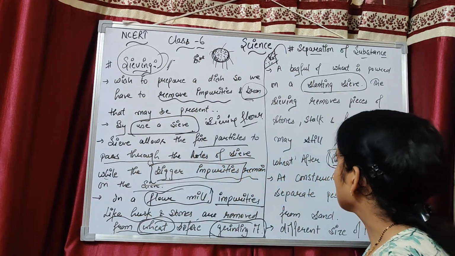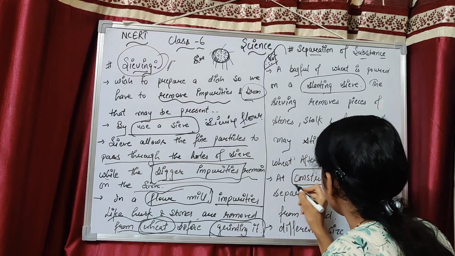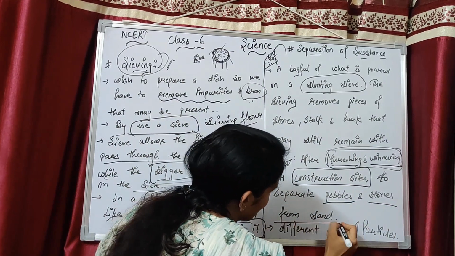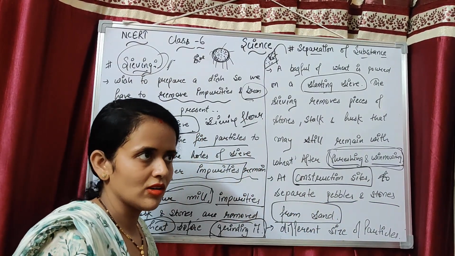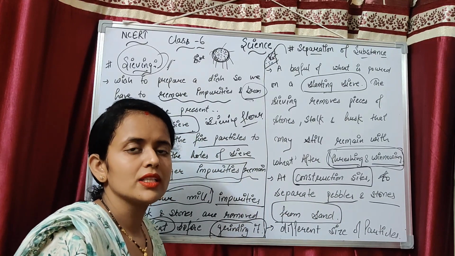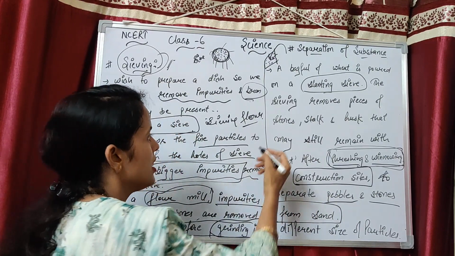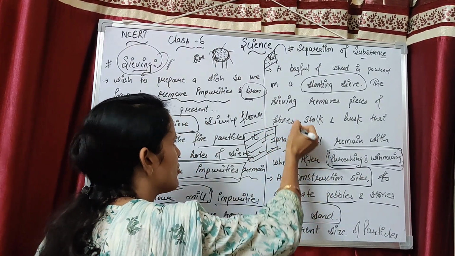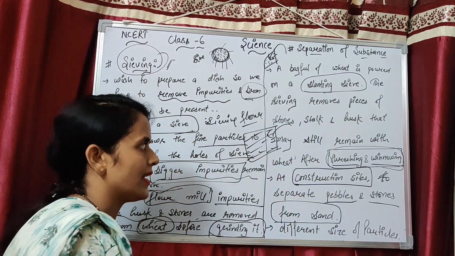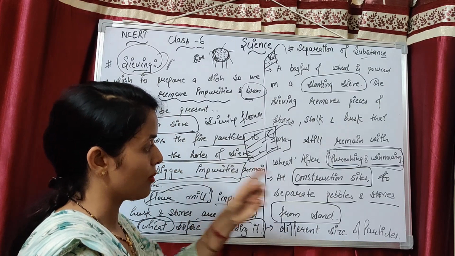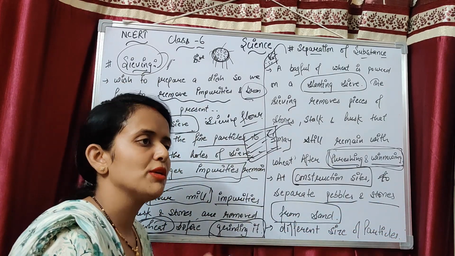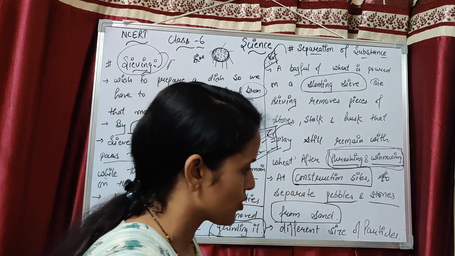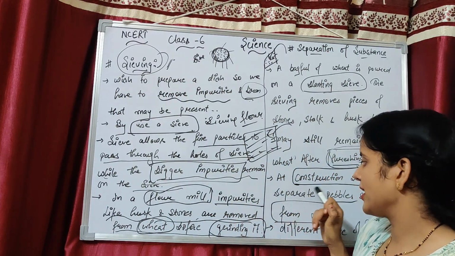So next is at construction sites. This is also a very important point. At construction sites, sieving is used to separate pebbles and stone from the sand. If you visit any construction site, when a house is under construction, the labor will work with a large slanted sieve. They will put the material on it and push it, so that all the pebbles and stone remain on the sieve and the pure form of the material falls into the container. So sieving is used at construction sites also.